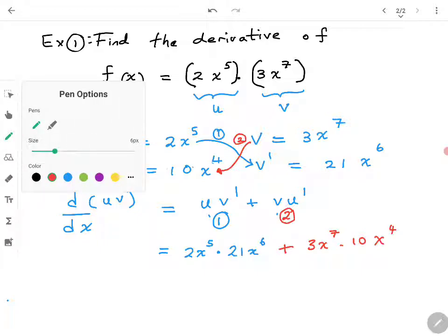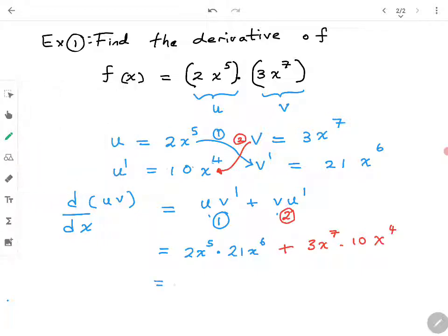Then just simplify this and you get the final answer. So you have 2 times 21 is 42, and x to the 5th times x to the 6th is x to the 11. Similarly, simplify the second term: 3 times 10 is 30, and x to the 7th times x to the 4th is x to the 11. Then add them together and you have the final answer. So this is a very simple example of how to use the product rule.